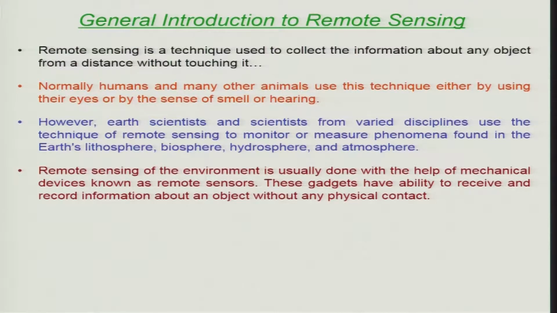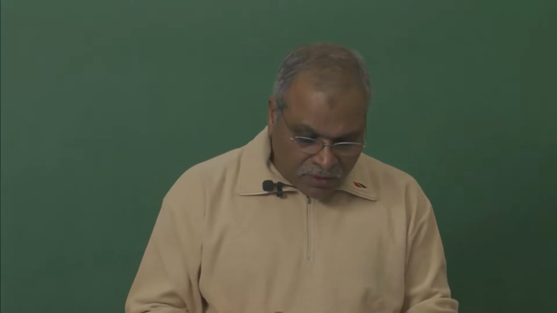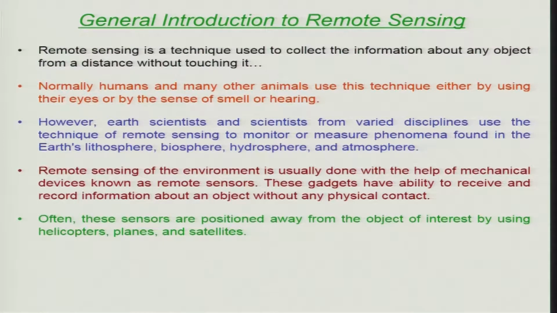Remote sensing of the environment is usually done with the help of mechanical devices known as remote sensors. These remote sensors can be of different types. These gadgets can receive and record important information about an object without any physical contact. Often these sensors are positioned away from the object of interest, whether a feature on the Earth's surface or any object, using helicopters, planes and satellites. We will look at photographs taken from an airplane and a helicopter, which we took personally. We have not done that from the satellite, but we have very high resolution satellite photographs which we will use in this course.